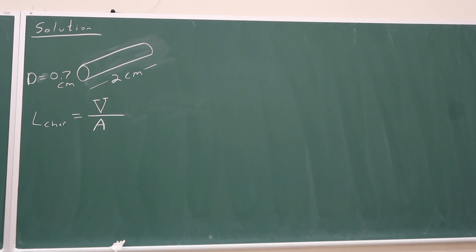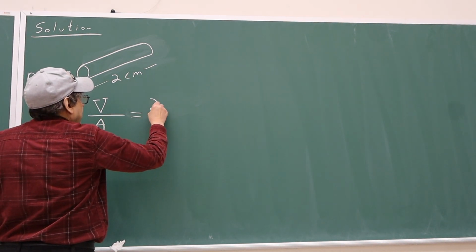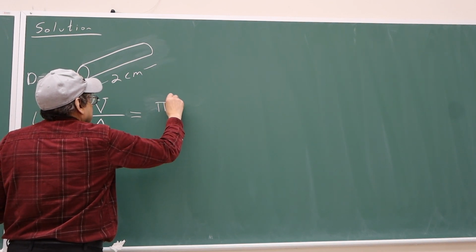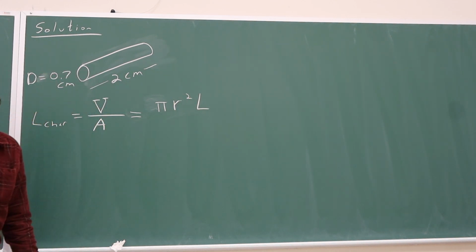So let's take a look at the solution. We're going to have a rod that's 0.7 centimeters in diameter and the length is 2 centimeters. And so we're going to need to calculate the characteristic length, and that's going to be the volume divided by the surface area. Of course, the volume is going to be pi r squared times the length.